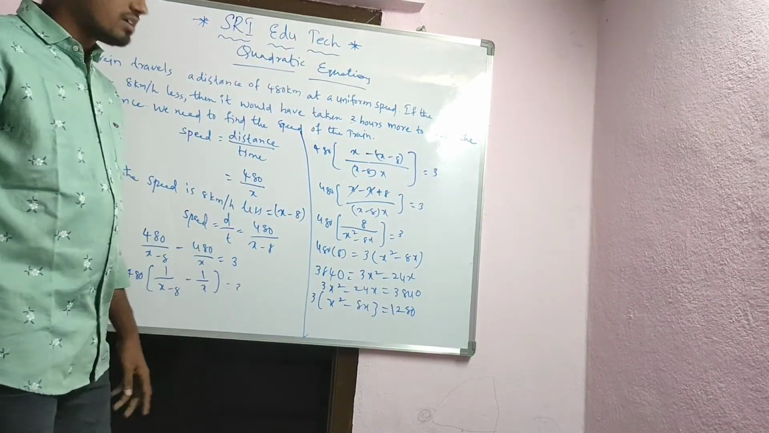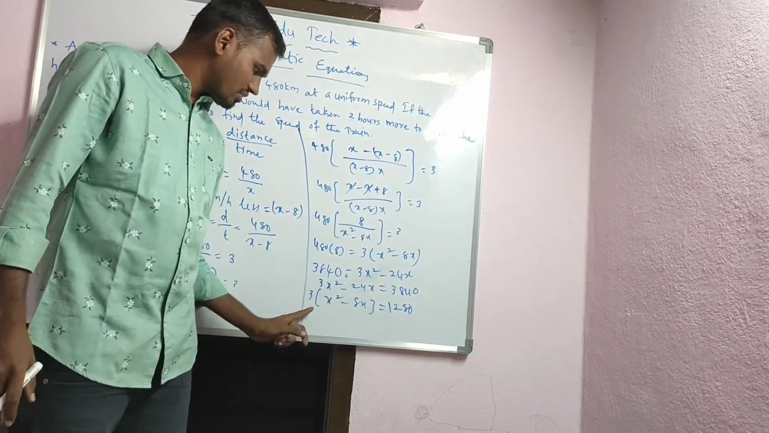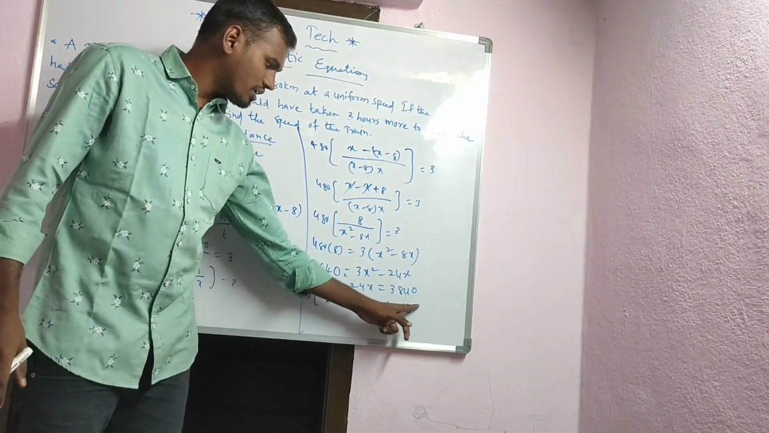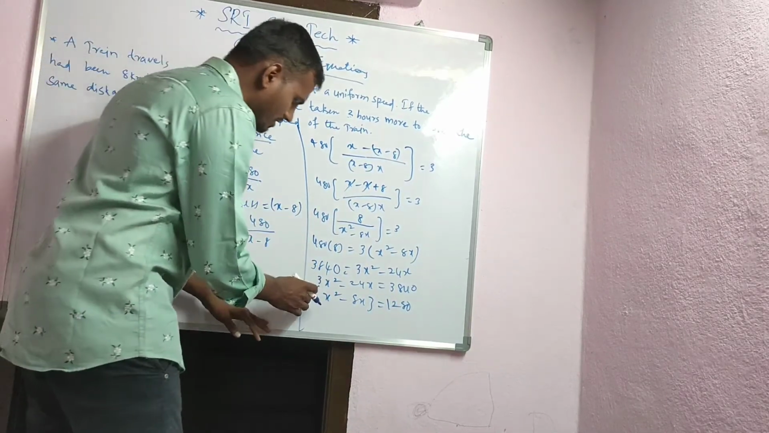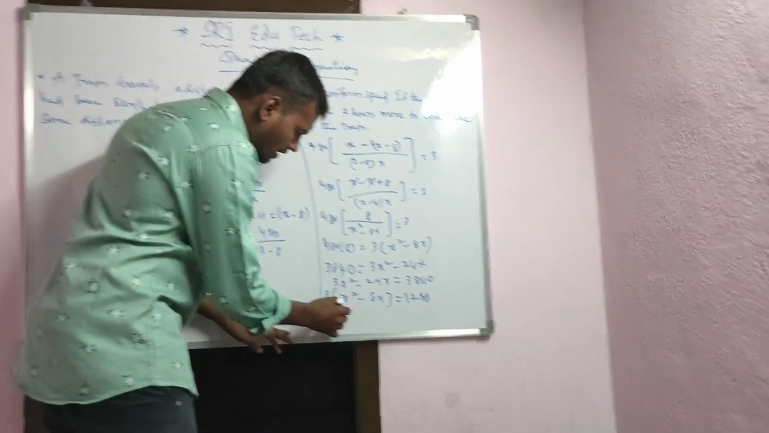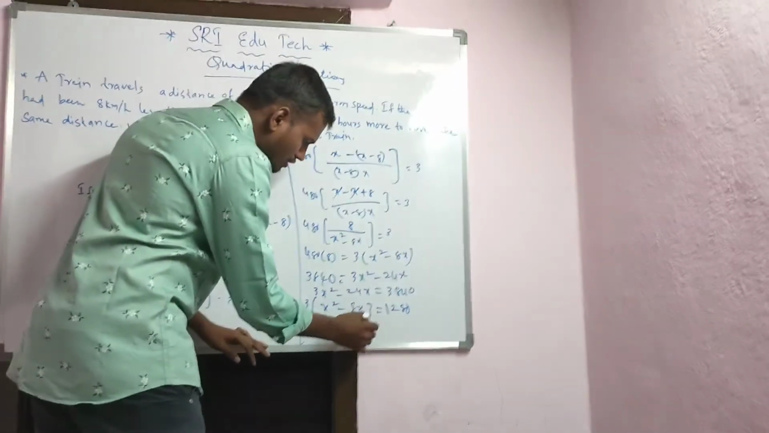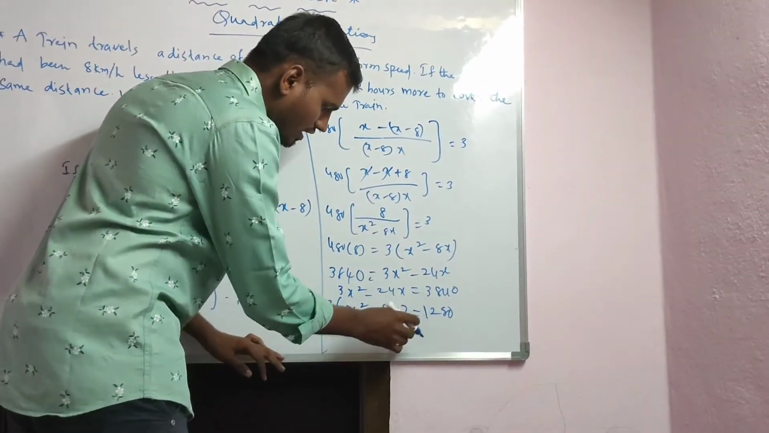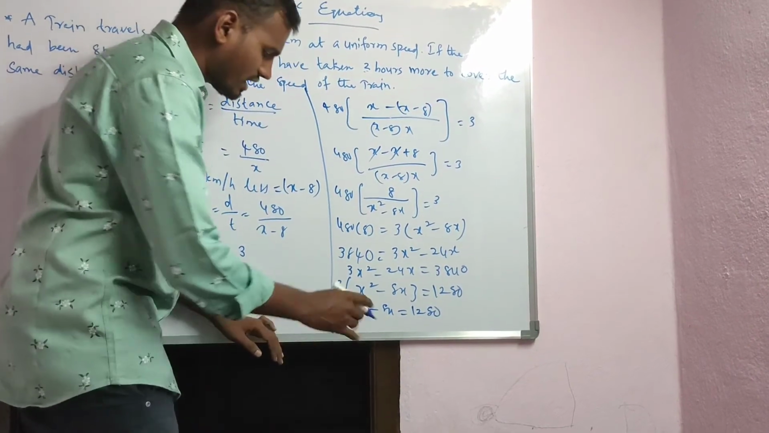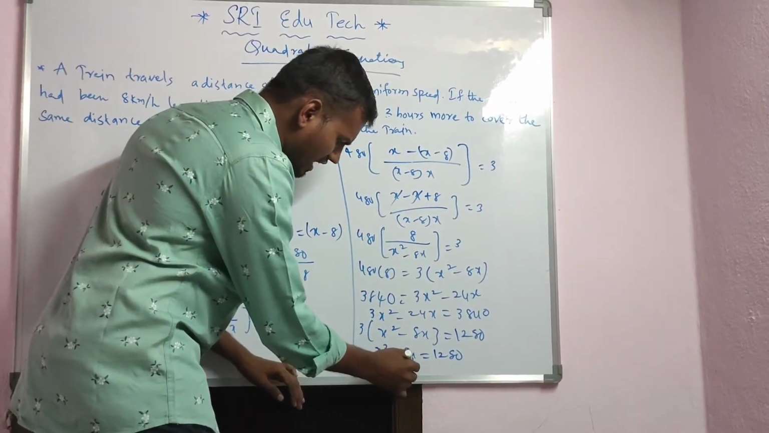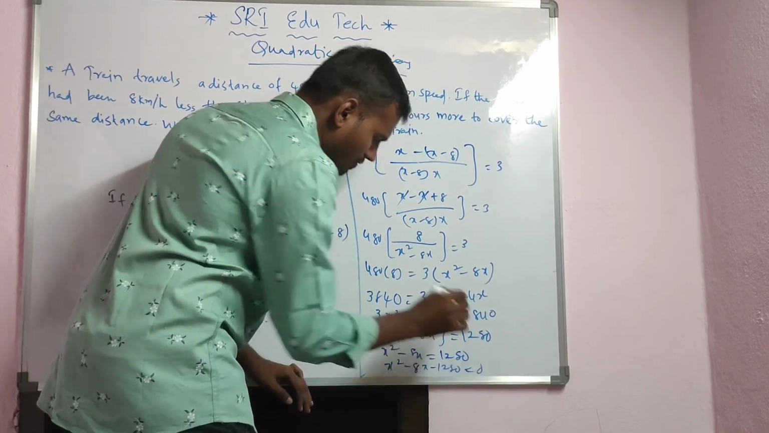1280. Let us take 3 into x square, 3x square, 3 8s are 24x, 3 into 1280 is 3840. Then x square minus 8x is equal to 1280. Then write down x square minus 8x minus 1280 is equal to 0.